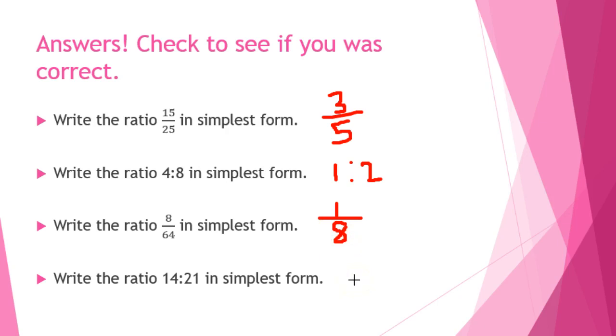And then the ratio of 14 to 21 in simplest form, I find the greatest common factor, which is 7. 14 divided by 7 gives me 2. And then 21 divided by 7 gives me 3. So the ratio of 14 to 21 in simplest form is 2 to 3.